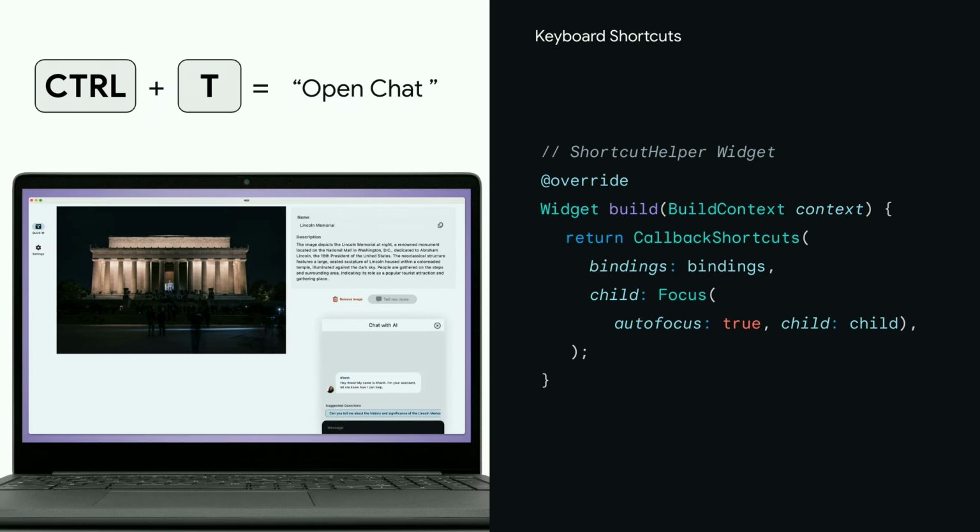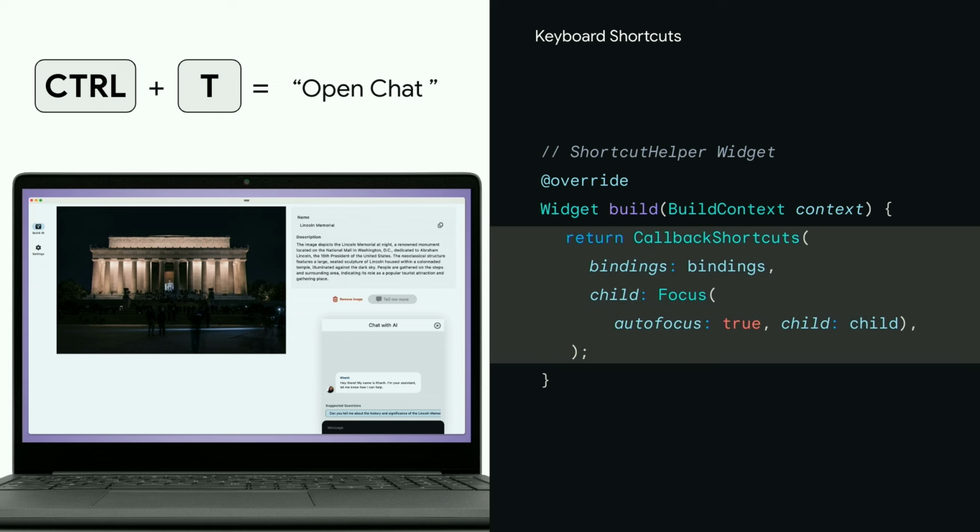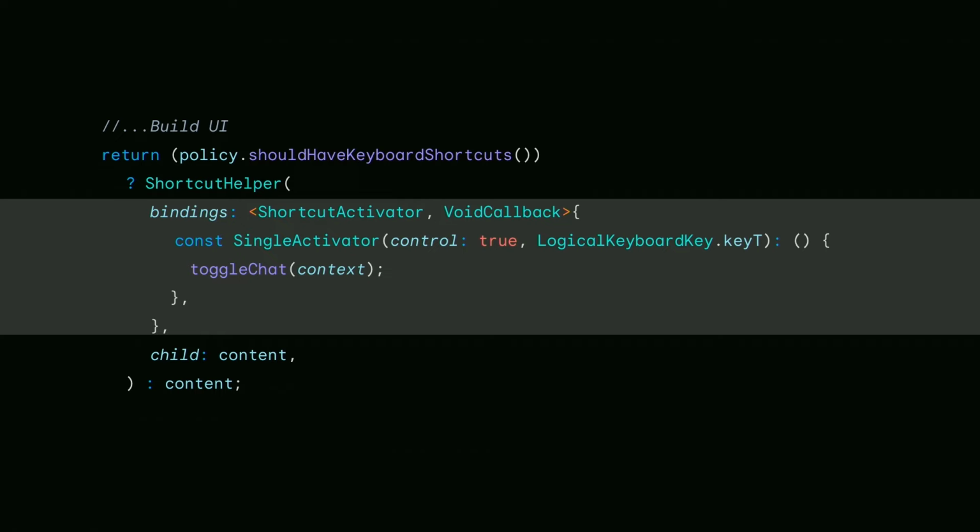The other adaptive feature is for the folks using a physical keyboard. We introduced a keyboard shortcut, Control-T, to bring up the chat UI. We built a shortcut helper widget to wrap our UI. The widget is built using the callback shortcuts widget, which takes a map of key bindings to callbacks and a child widget. Flutter has a more powerful shortcuts, actions, and intents keyboard shortcut system, but for our simple use case, the callback shortcuts widget gets the job done.